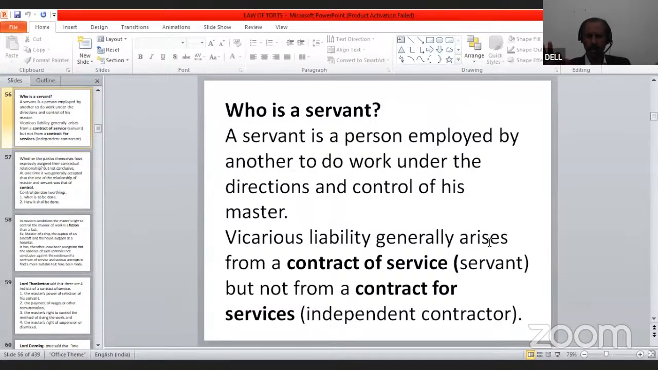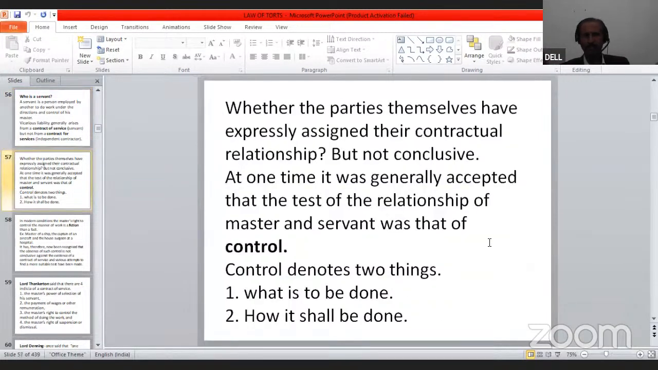One is a contract of service, and the other is a contract for service. Vicarious liability, the master and servant relationship determination, is based on a contract of service. A contract for service is for a single act and temporary help, like an independent contractor. A servant works for so many years continuously for the benefit of the master, so he may be considered a servant. So that comes under the category of contract of service.